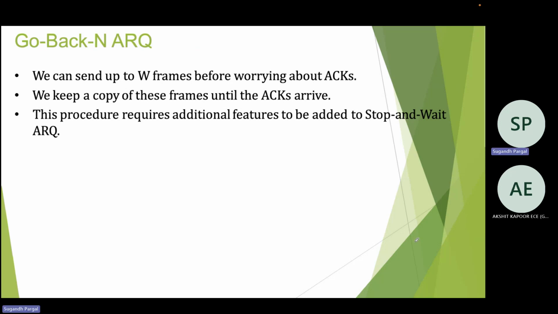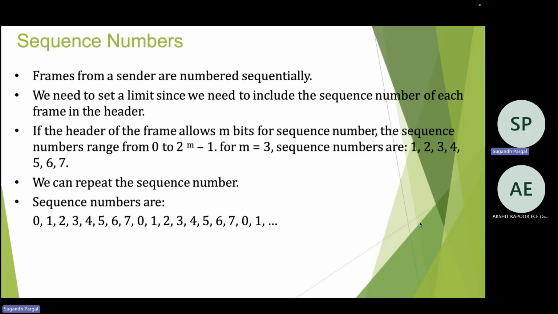In case of go back N ARQ, we send up to W frames before worrying about the acknowledgement. We keep a copy of these frames until the acknowledgements are received. This procedure requires additional features to be added to stop and wait ARQ. Frames from a sender are numbered sequentially, so we need to set a limit since we need to include the sequence number of each frame in the header. If the header of the frame allows m bits of sequence number, the sequence numbers range from 0 to 2 to the power m minus 1.